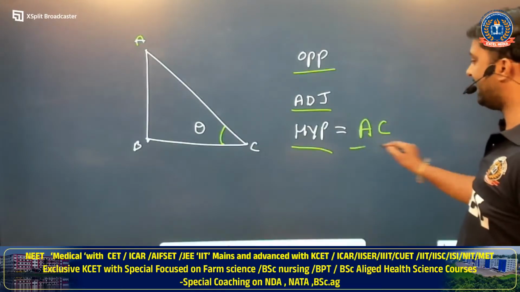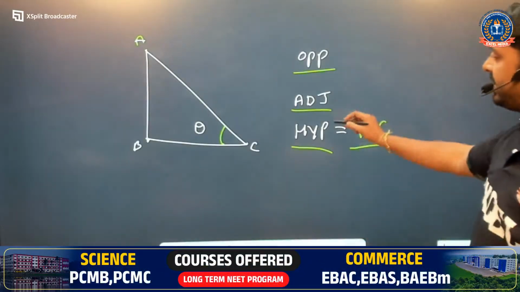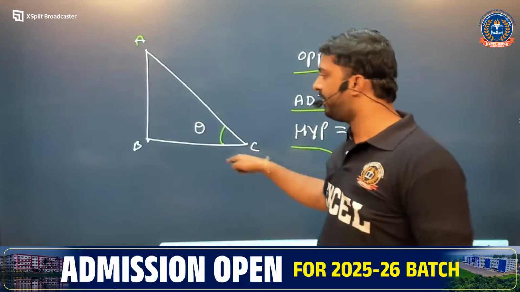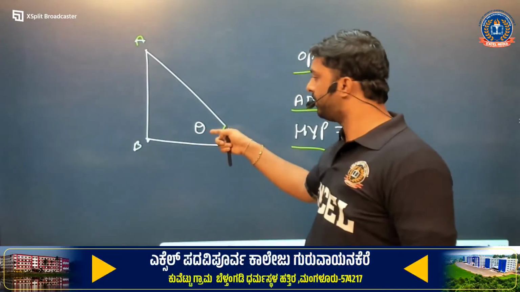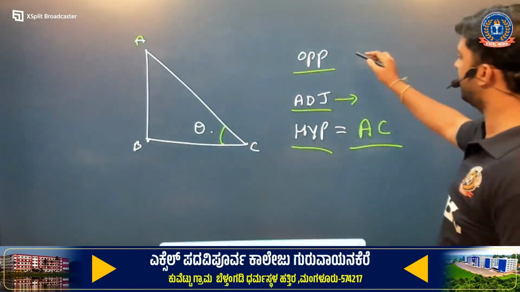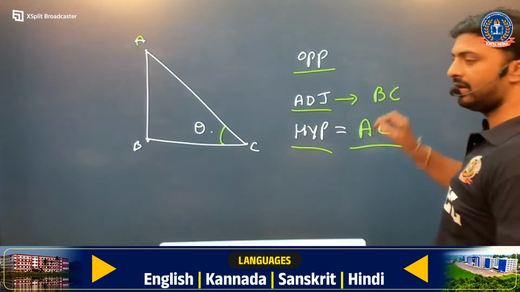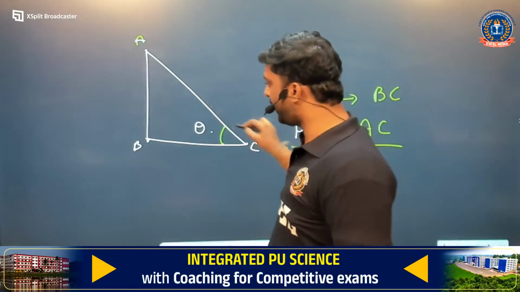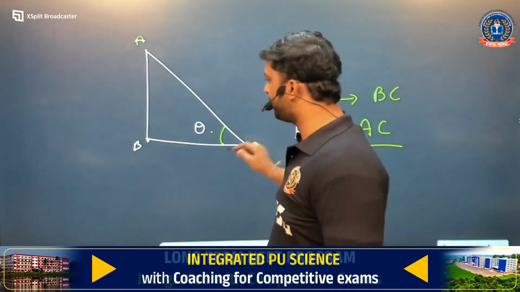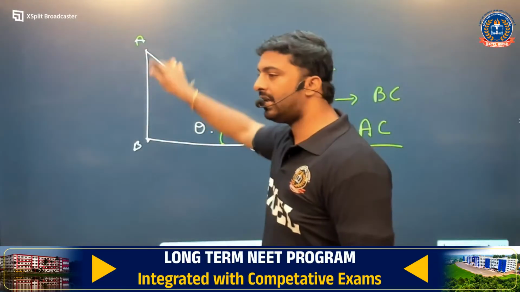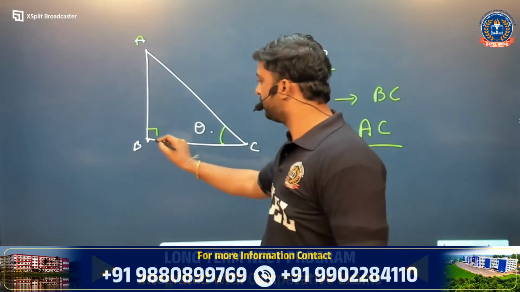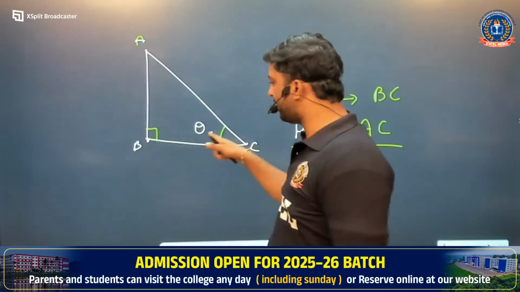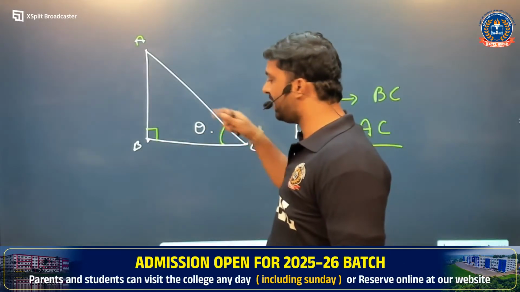Hypotenuse is AC, right? And which is the adjacent side? The side very next to the angle. It will be BC, the adjacent side, right? BC is the adjacent side, the line with which the hypotenuse makes an angle, or the line which has a perpendicular normal to it. The adjacent side will have a perpendicular line as well as make an angle theta with the hypotenuse, right?